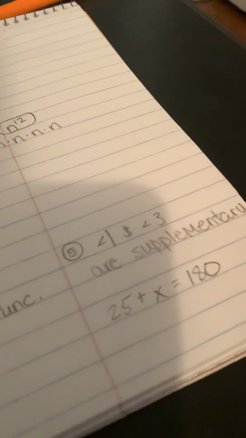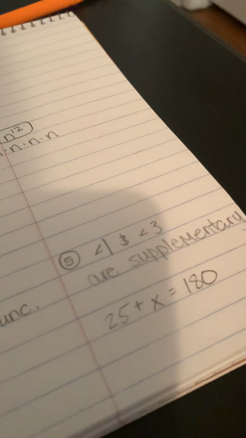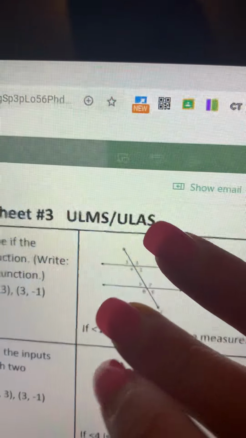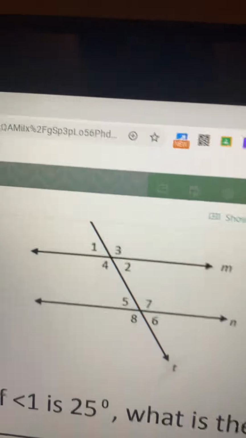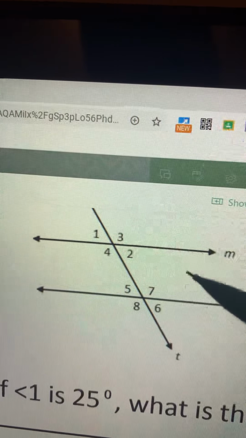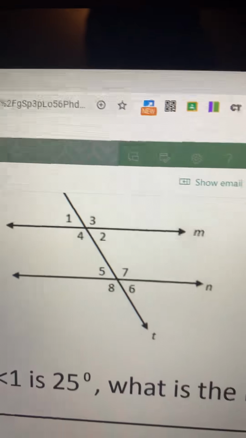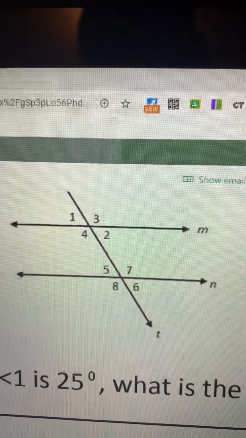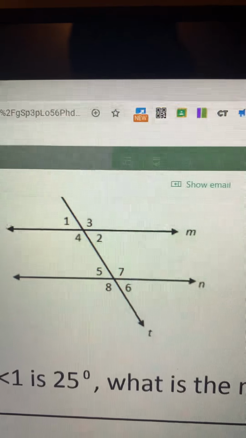And number 5 says, if angle 1 is 25 degrees, what is the measurement of angle 3? I know it was kind of hard to see, but if I zoom in here, you can see how these angles are numbered. Remember, they're not always numbered the same. So what you have on your notes is not going to be the same as this problem necessarily.